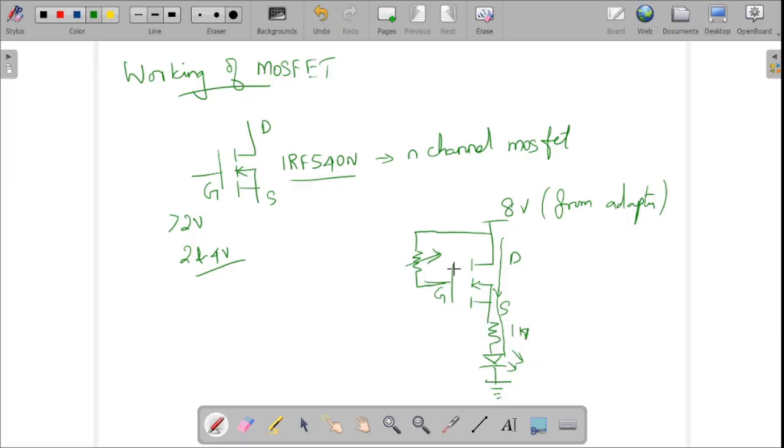So whenever you increase the voltage, the current flowing from drain to source will increase. So the motor RPM varies.